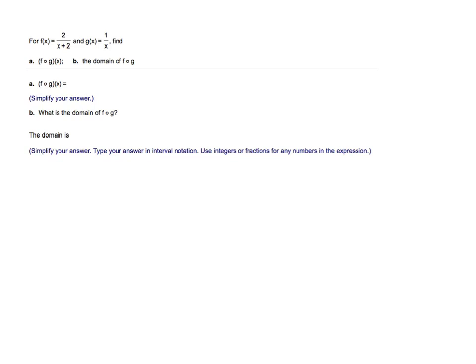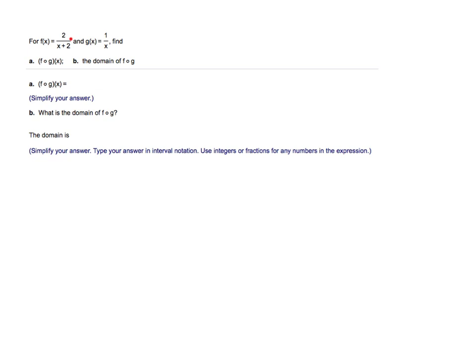For this question, we have the functions f and g, so f of x is equal to 2 divided by x plus 2, and g of x is equal to 1 over x. So we're going to look at the composition of f composed with g, and also what is the domain of this composition. I think it's worth, for this problem, starting by thinking about the domain of just the function f, and the domain of just the function g.